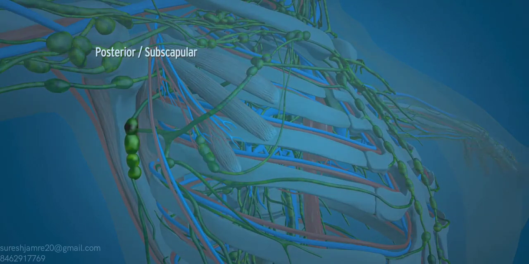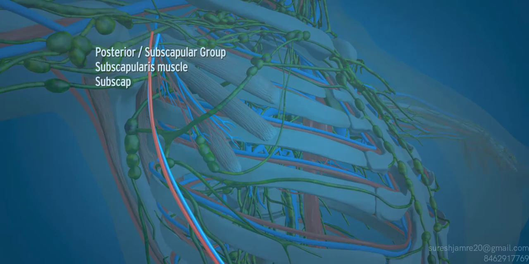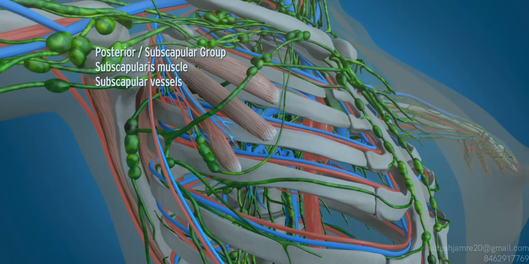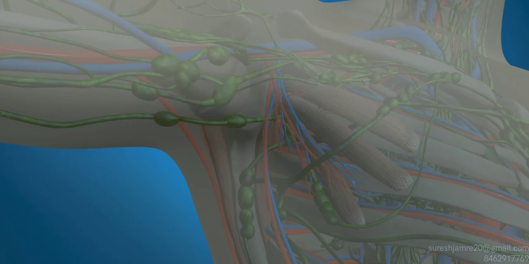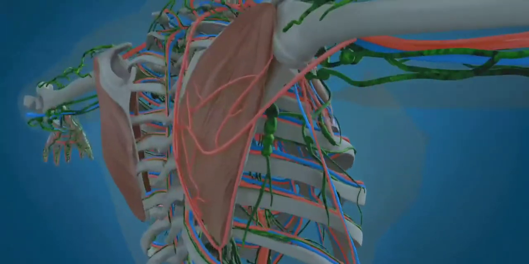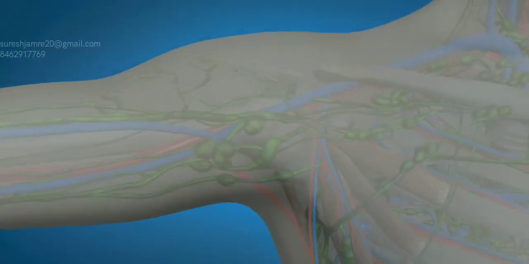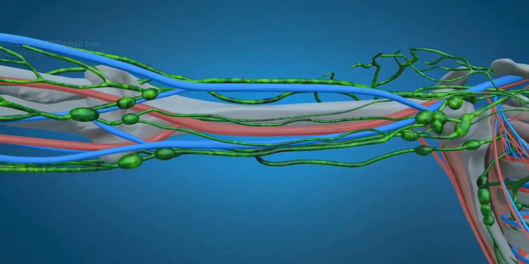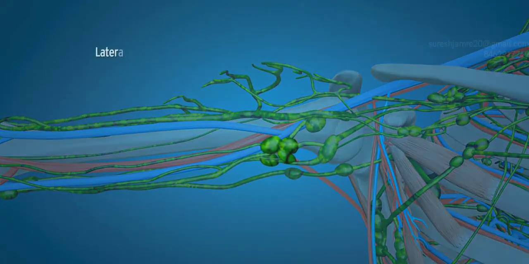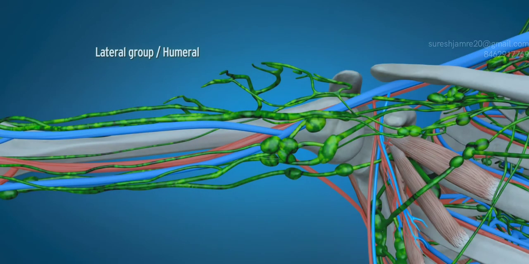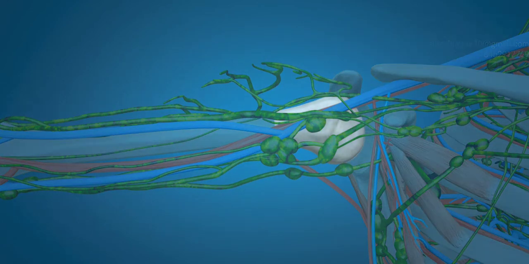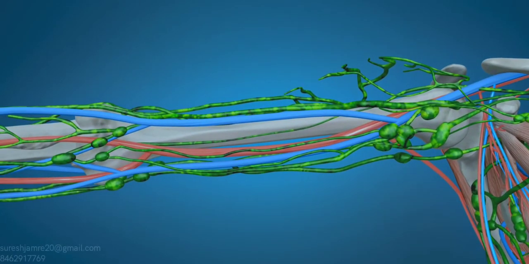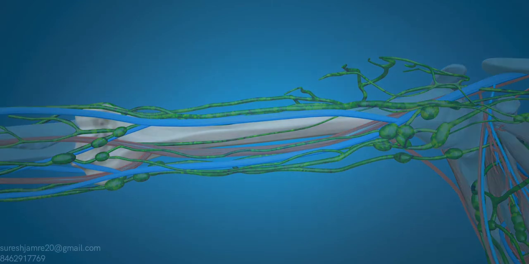Posterior or subscapular group lies in front of the subscapularis muscle along the course of subscapular vessels in posterior fold of axilla. These nodes receive lymph from the posterior wall of upper trunk, the shoulder and the neck. Lateral group or humeral lies posteromedial to the axillary vein along the upper part of humerus. It receives most of the lymphatic drainage from the upper limb.